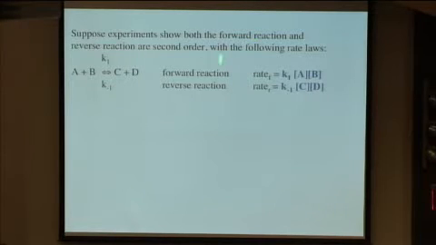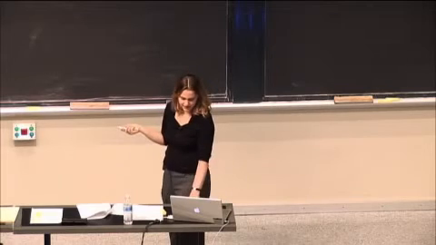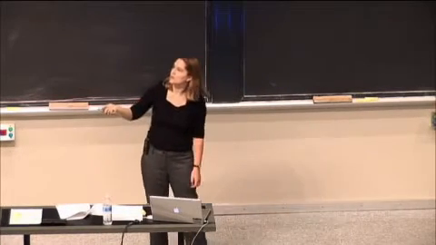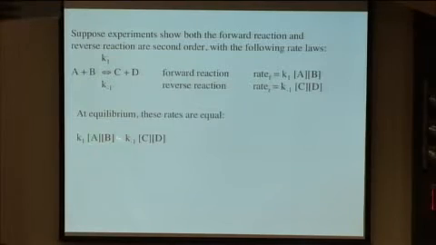So here we have these rates. And at equilibrium, those rates are going to be equal. So at equilibrium, little k1, A times B, is going to be equal to little k minus 1 times C times D. And at equilibrium, we have CD over AB is equal to then k1 over k minus 1.